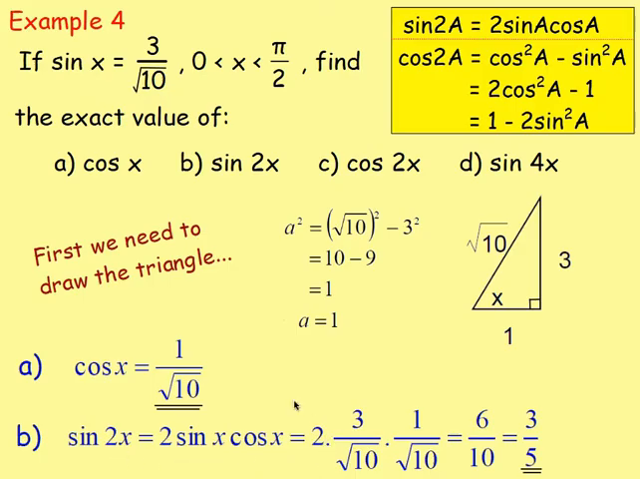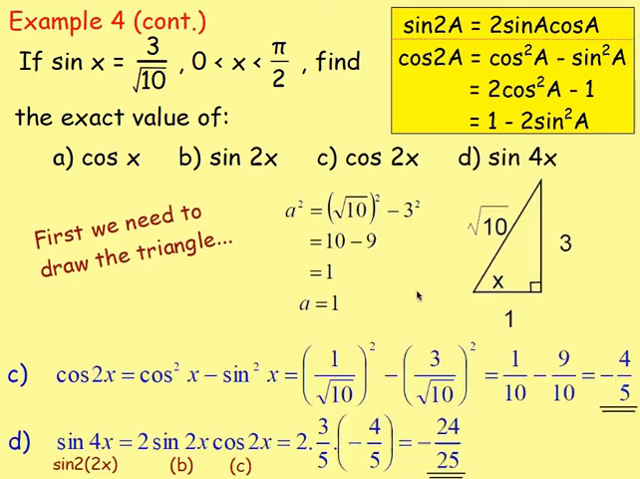Sine 2x, you need the double angle formula. So sine 2x would be 2 sine x cos x. And you can work out sine x, work out cos x, or basically just look at what we've found so far. You can go further as well by working out cos 2x. It doesn't matter which formula that you use. I'm just using cos squared A and sine squared A. Using that, sub in the values and simplify, so negative 4 over 5.